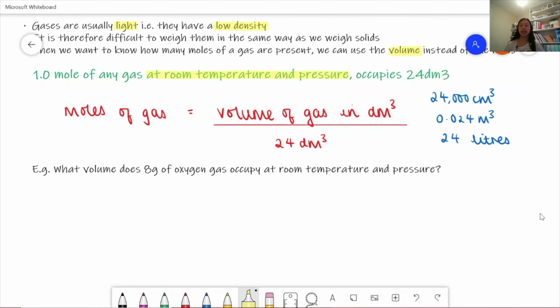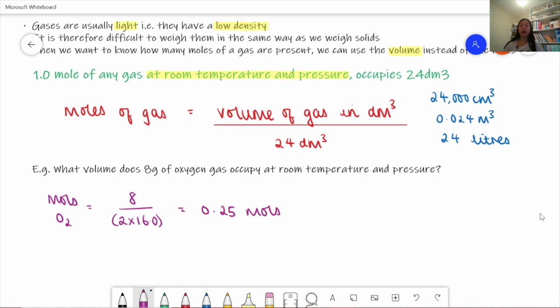So what we need to do here is to work out how many moles of this oxygen gas we have, and then we can work out what the volume is. So we have that the moles of oxygen is equal to the mass over the molar mass. So we have 8 over the molar mass of oxygen, which is 2 times 16.0. And this gives us 0.25 moles.